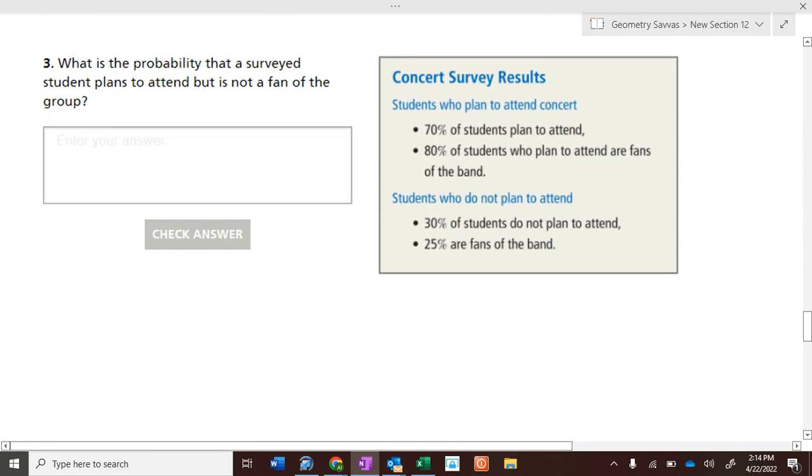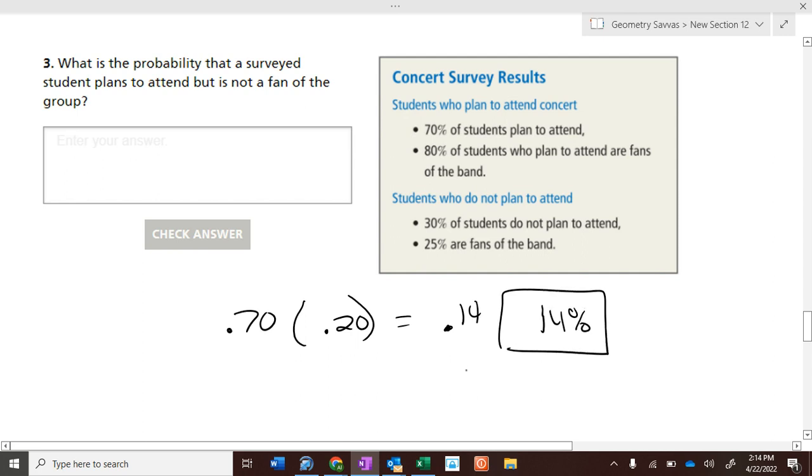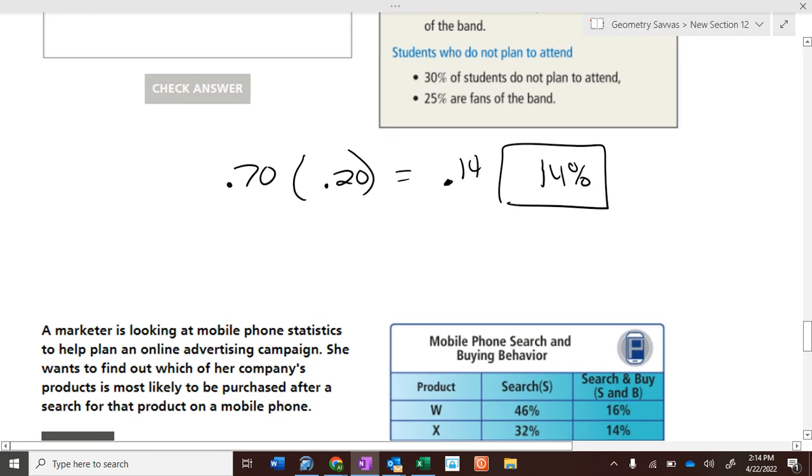Okay. What is the probability that a surveyed student plans to attend but is not a fan of the group? Well, 70% still plan on attending. 20% of those who attend are not fans of the band. So I would say 14% of the high school population, so 14% of the kids surveyed, plan to go but are not especially fans of the group.